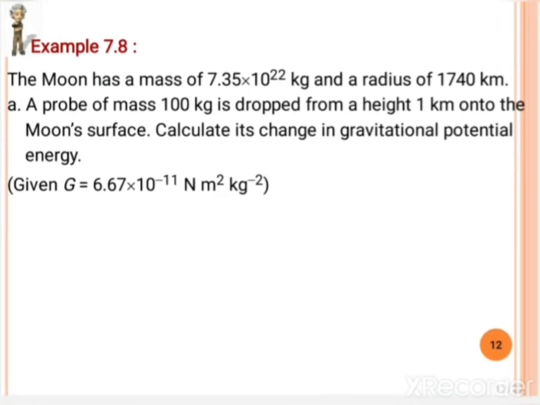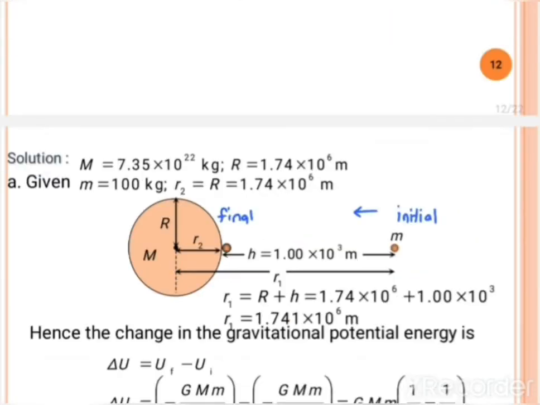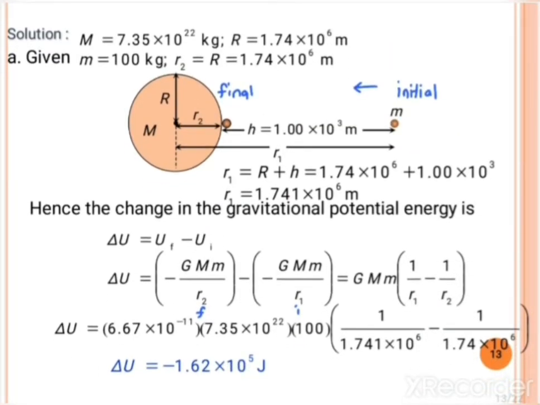We go to the question. The moon has a mass of 7.35 times 10 power of 22 kilogram and radius 1740 kilometer. A probe of mass 100 kilogram is dropped from a height of 1 kilometer onto the moon's surface. Calculate its change in gravitational potential energy. So the question asks for delta U. Alright, we go to the solution. These are the given values: mass of moon, radius of moon, mass of probe, and distance R2.